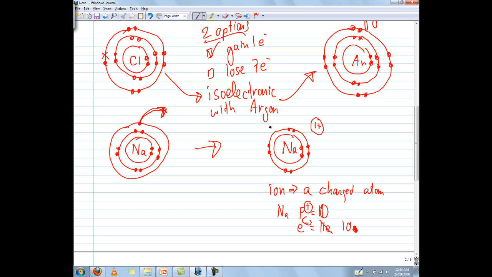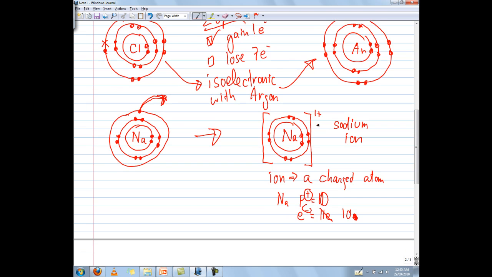To show this, you need to put square brackets around it, and you need to write the charge in. Now you don't need the little circle over here, so I'm going to erase that. But this is a properly drawn sodium ion. Square brackets to show that this was not the original atom and that it has changed. The electron has moved out. And we show the charge to show what is the charge now. 1 positive.